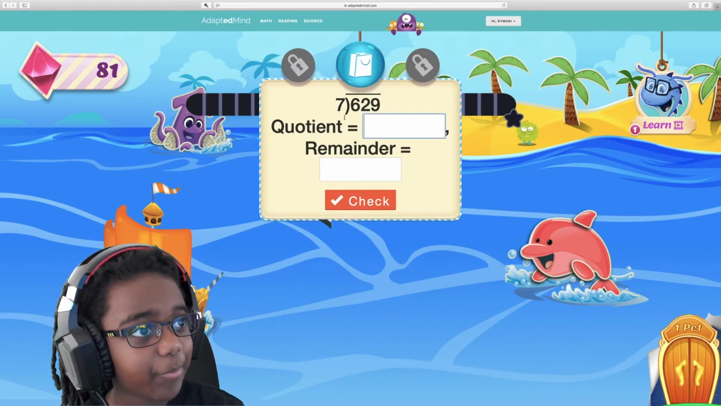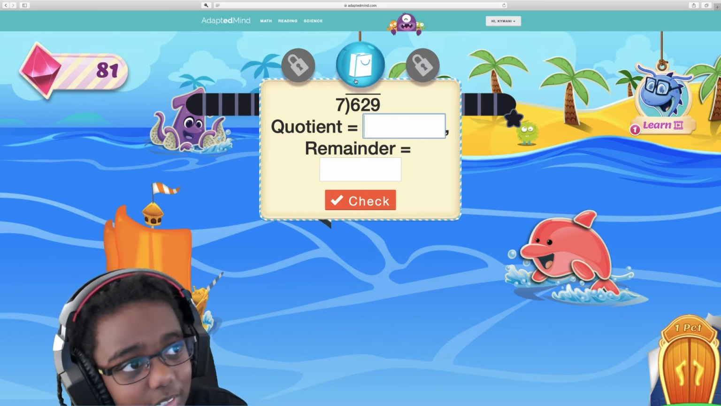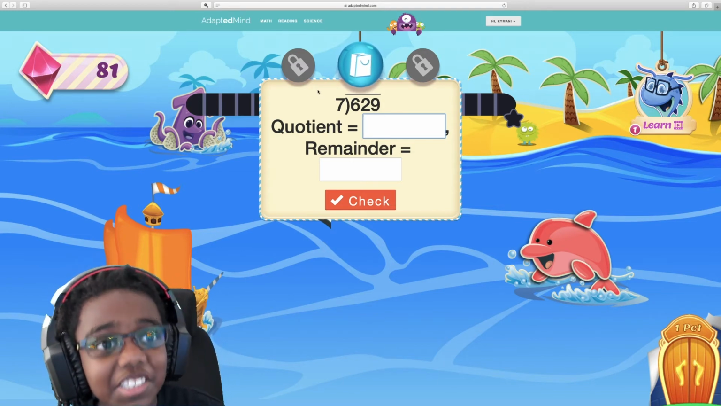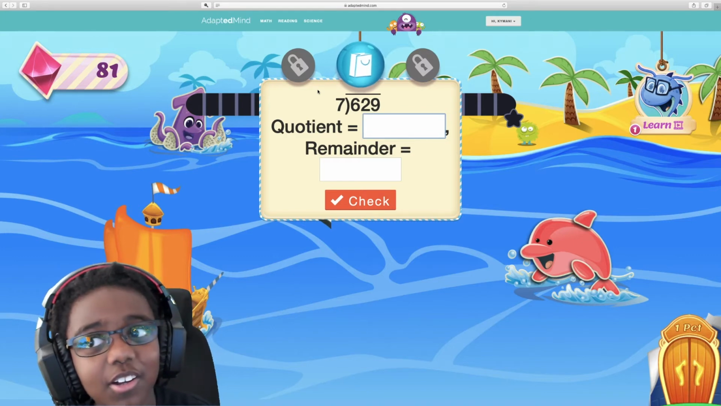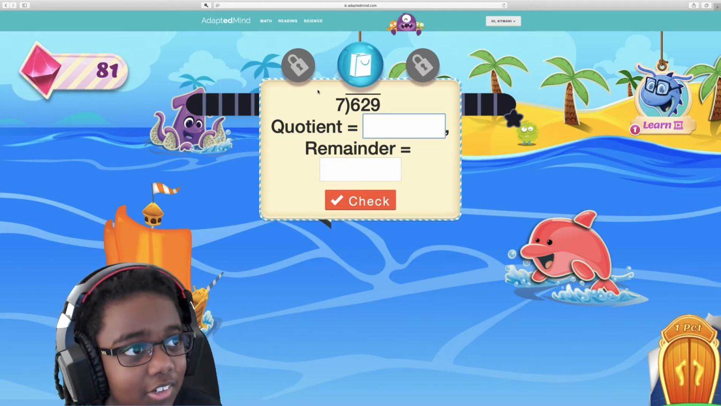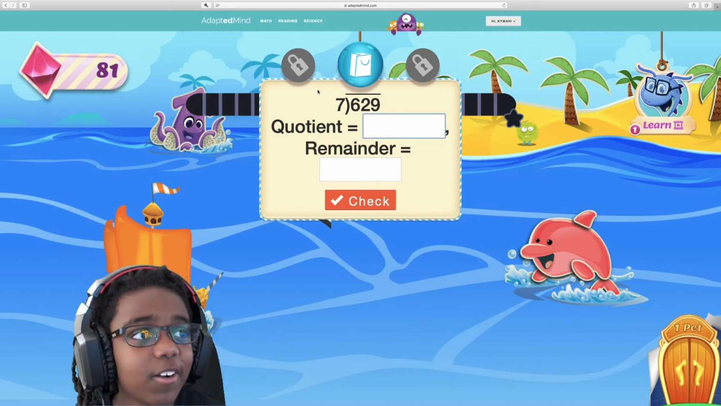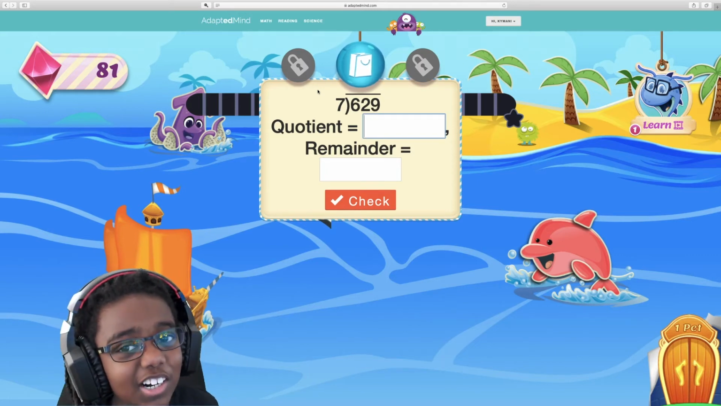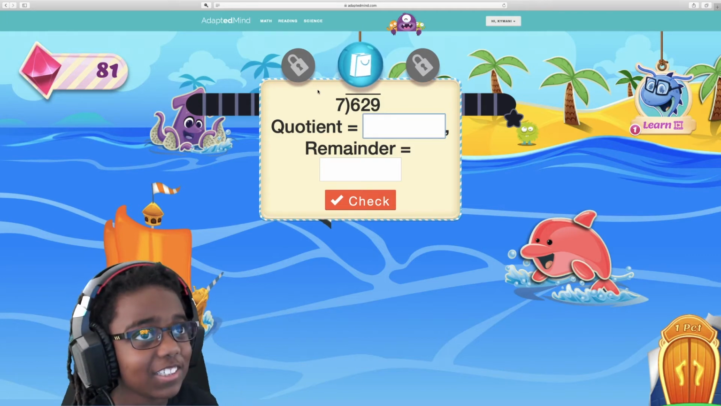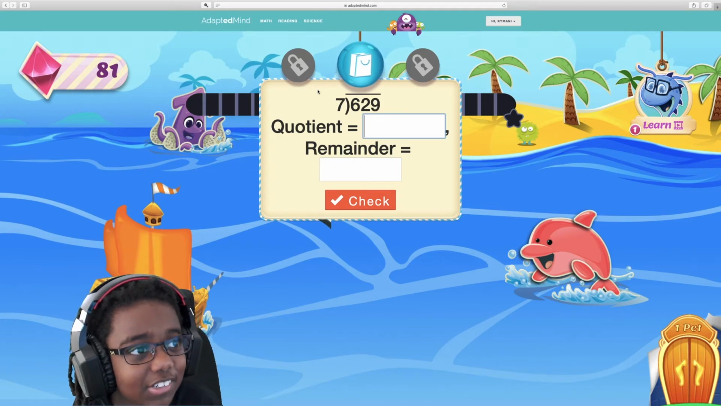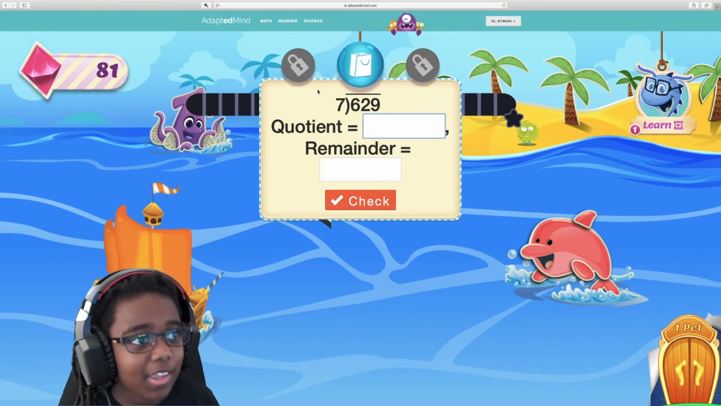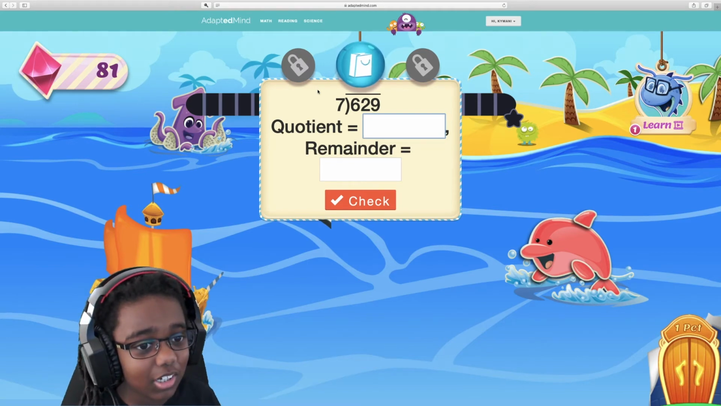So let's try another one. Right, 629 divided by 7. 6 divided by 7. 62 divided by 7. 7, 14, 21, 28. I don't know how I've literally just lost my math brain. 56. I've got it. 8 sevens, and 62, and that's all we can get up to.